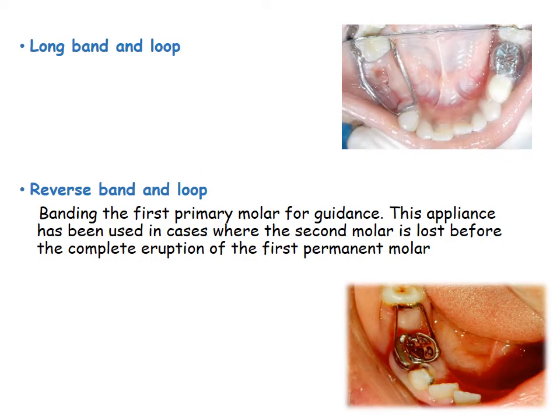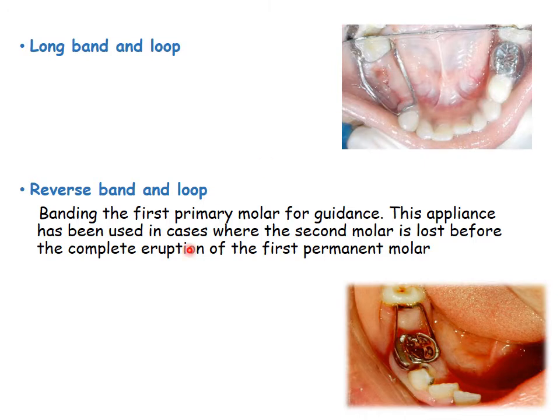Now moving on to the long band and loop type space maintainer, in which, as you can see here, the primary canines are present, and the D and the E are both missing. So banding has been done to the 6, that is the permanent first molar, and a long loop is replacing two missing teeth.